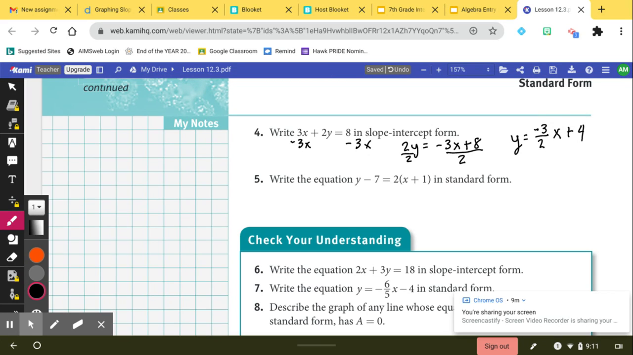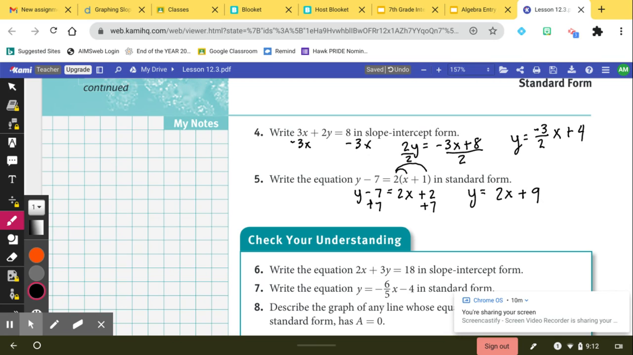We can also convert point slope form or slope-intercept form to standard form. In order to do that, we're going to want to do some simplifying and then put our terms on the right side. So when it's in point slope form, we're going to start with distributing the 2 to the parentheses. So you get y minus 7 is equal to 2x plus 2. I'm going to want to move the 7 to the other side by adding 7. So we're going to add 7. So you get y is equal to 2x plus 9, since 2 plus 7 is 9.